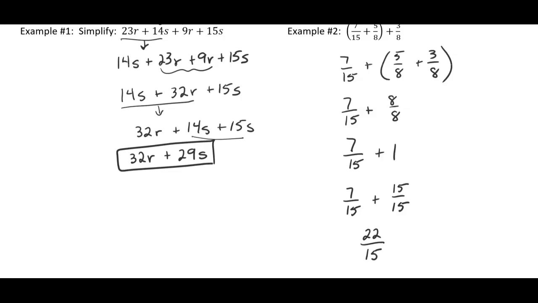Does that simplify? No, I'll tell you why. 2 times 11 for 22 and 3 times 5. So there's nothing that's canceling there. So 22/15. And I would leave it as an improper fraction like that.